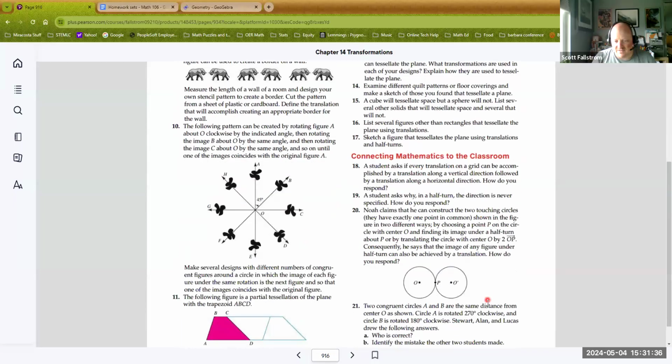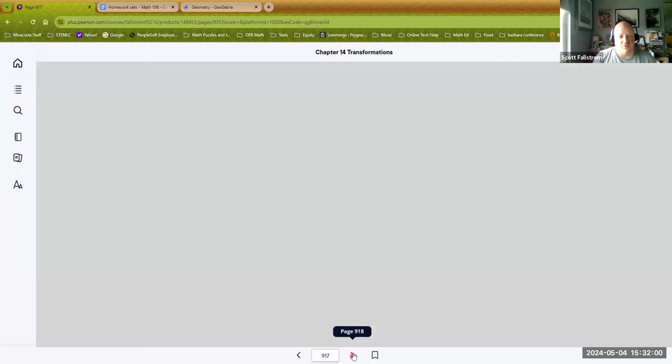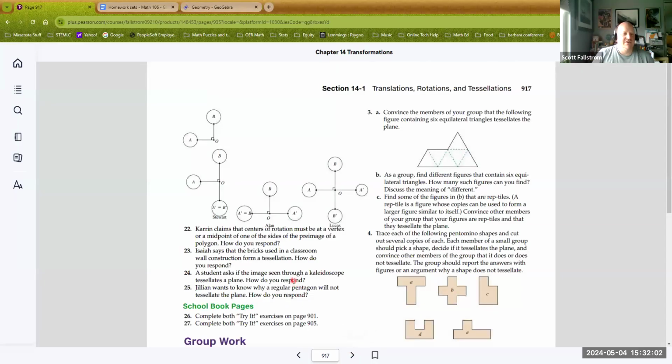Okay, and it says, Stuart, Allen, Lucas drew the following answers, and it says 2 congruent circles are the same distance. Circle A is rotated 270 degrees clockwise, and circle B is rotated 180 degrees clockwise. Look at the answers, because you're going to have Stuart, Allen, and Lucas. Who is correct? And try to see if you can figure out what is the incorrect portion. What was the misconception that the other student had? Okay.